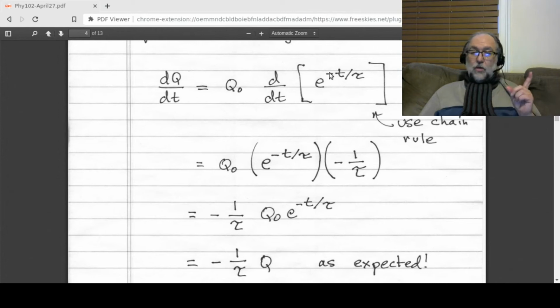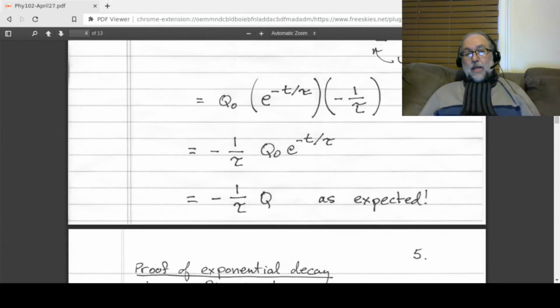Remember, we're using the chain rule. So you differentiate with respect to the entire argument, and that just means you get e to the minus t over tau back again. But then you have to differentiate the exponent, minus t over tau, with respect to t. That gives you minus 1 over tau, and you can bring that in front. And then finally you say, oh, I've got back my q naught e to the minus t over tau. But that's just q.